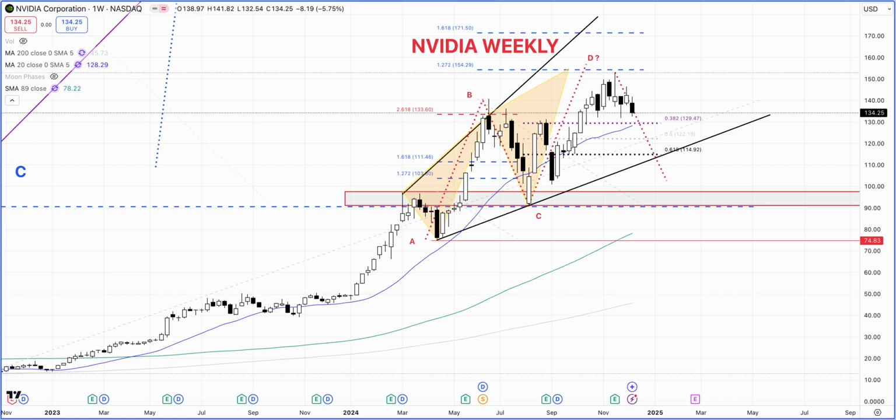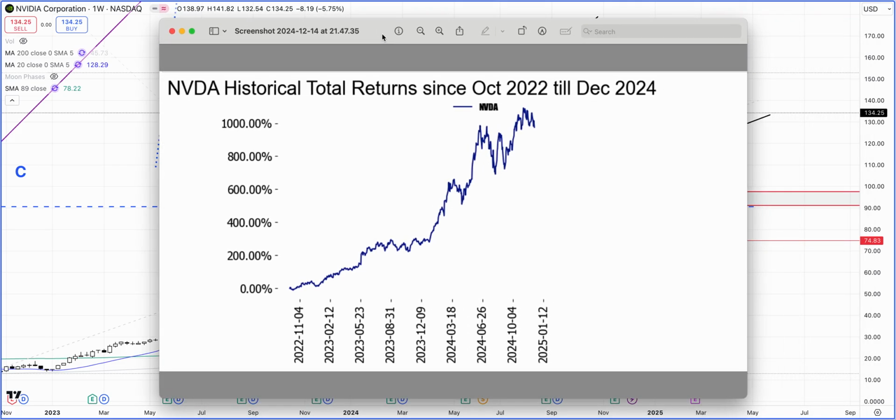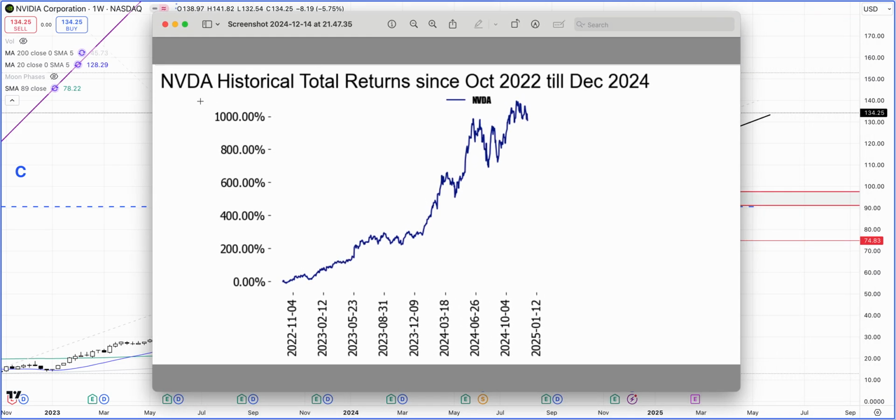So let's start by taking a look at the chart of Nvidia. I'm going to bring it over to the screen, and here we go. The way this chart is constructed is this is the Nvidia historical total returns, which means that the dividends are reinvested, and the data goes back to October of 2022 till yesterday, 13th of December 2024. On the x-axis are the dates. You can see it's giving the 25th of 2025, but that is just the way the scale is working.